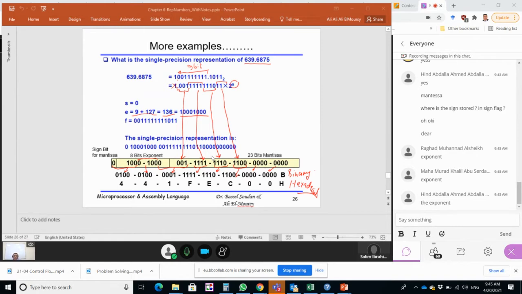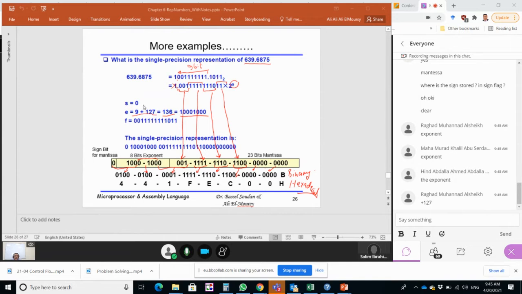How to bias the exponent? If I have 8 bits of the exponent, that means I use the rule 2 to the power n minus 1, minus 1. This is the amount of biasing. We mentioned it last time, okay? So that means the biasing for this representation is 127. 127 should be added to the exponent. I have to add 127 to the exponent. The exponent originally can be 9, add 127 gives me 136. The exponent should be represented as the number 136 in binary.